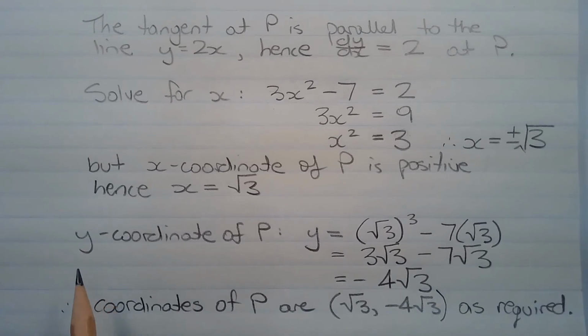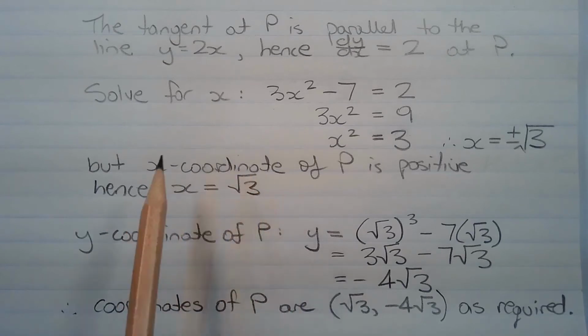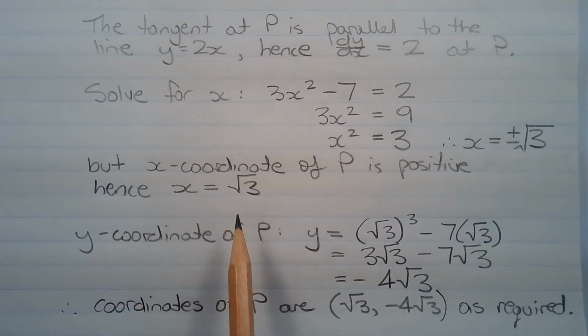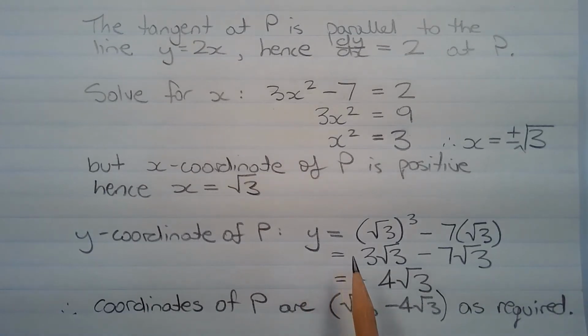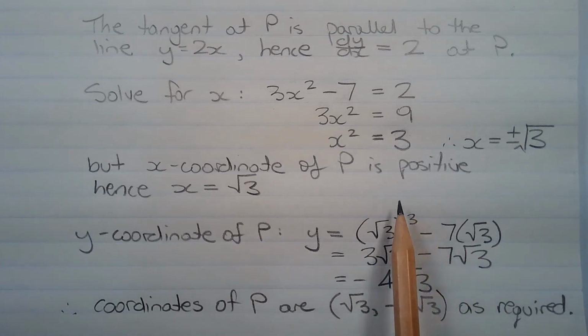The final step is to find the y-coordinate of point P. So we're going to take the x value we just found, x equals the square root of 3, and substitute it into the original function, y equals x cubed minus 7x. So y equals (root 3) cubed minus 7 root 3. Expanding, that equals 3 root 3 minus 7 root 3, which equals negative 4 root 3. Therefore, the coordinates of point P are root 3, negative 4 root 3 as required.